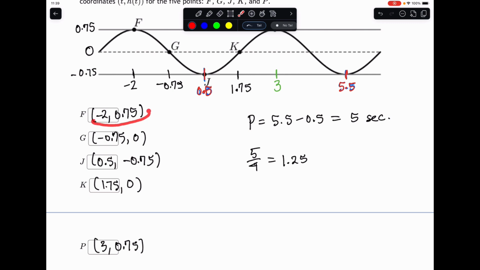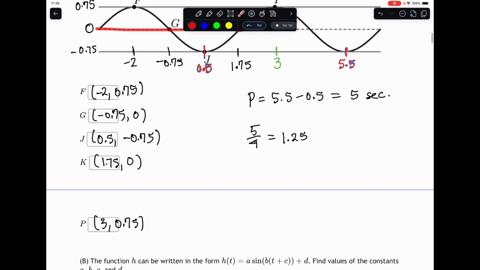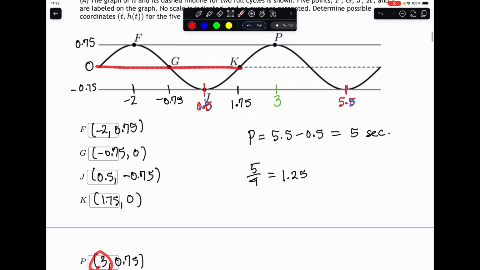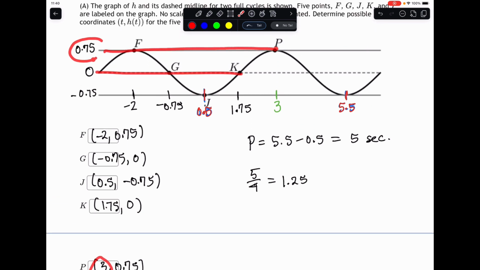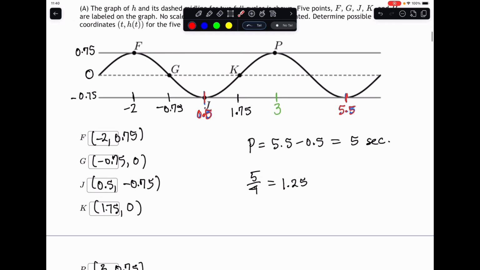So the coordinate for F would be negative 2, 0.75. The coordinate for G is negative 0.75, where the y value is equal to 0. And then we have the other one, J at 0.5. It's at the bottom, so negative 0.75 is the y value. The x value of K is 1.75, and the y value is 0. And finally, P has an x value of 3 and a y value of 0.75. So there's your answer to part A.